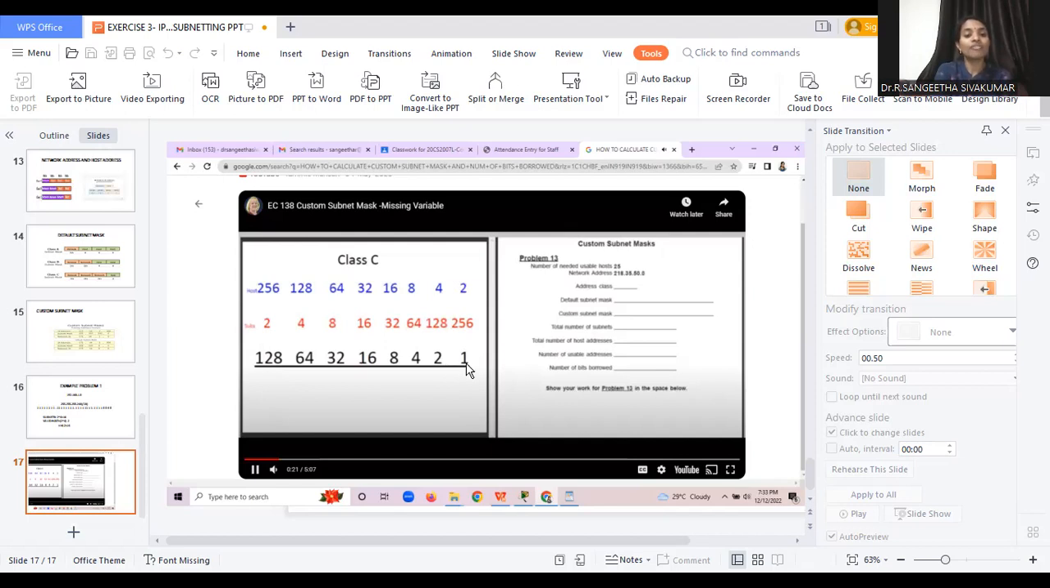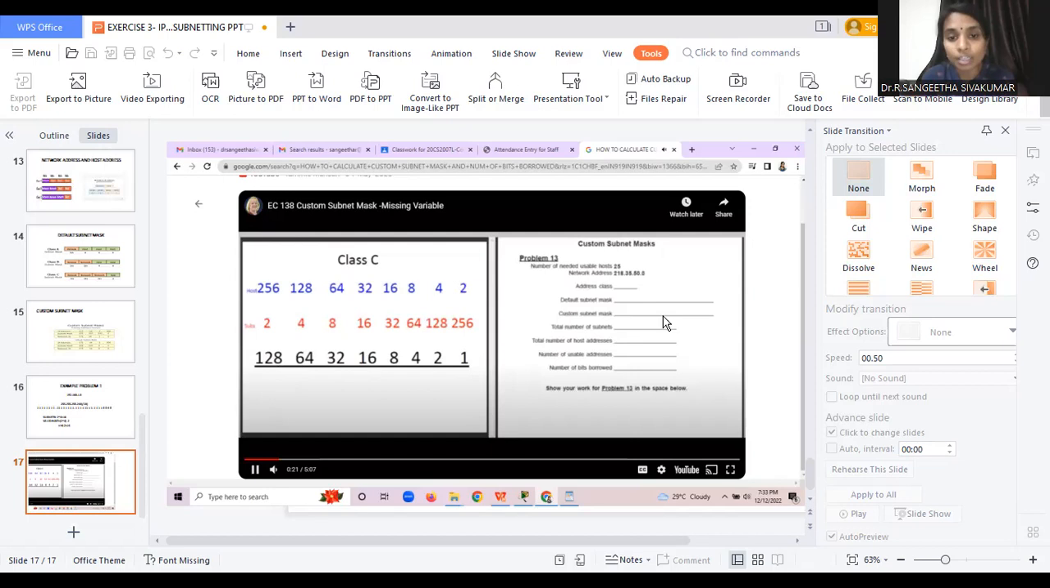Now the last line indicates that 1 plus 1 is 2, and 2 plus 2 is 4. So 4 plus 4 is 8, 8 plus 8 is 16, 16 plus 16 is 32, 32 plus 32 is 64, and 64 plus 64 is 128. So this is the addition. It indicates the number of bits. And the first line indicates the host part, the second line indicates the subnet part, and the third line indicates the number of bits.